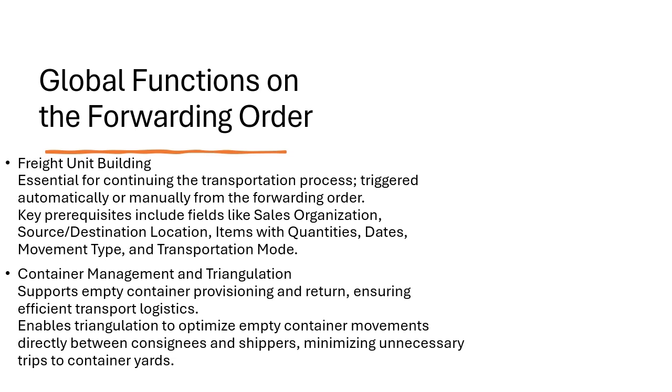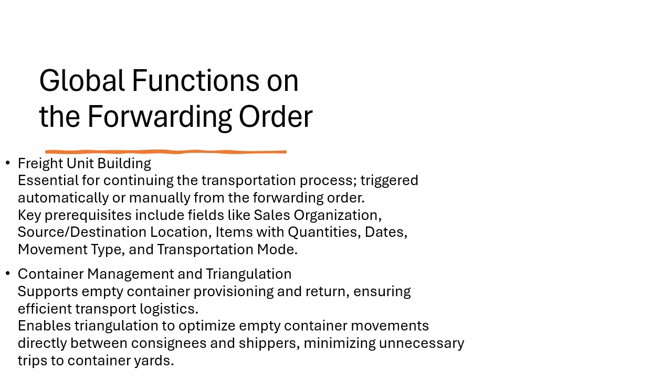So global functions in SAP TM enhance the usability of forwarding orders, offering features like document copying, mass updates, and status changes. So these functions help users to streamline operations and also ensure consistency across multiple forwarding orders. They also enable businesses to automate routine tasks, save time, and reduce the risk of errors.